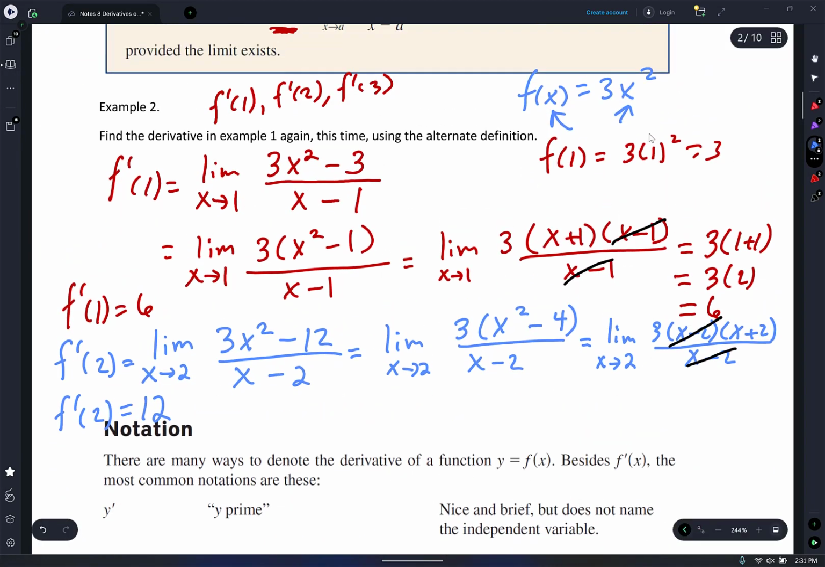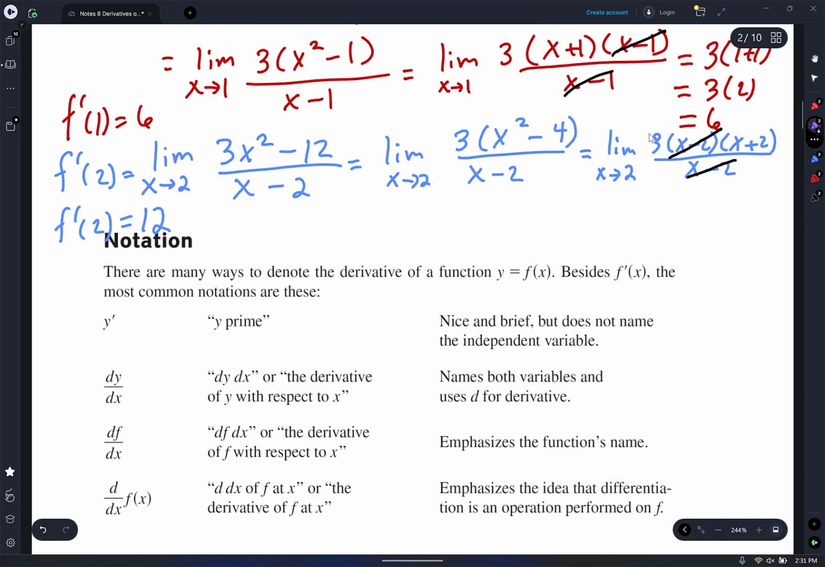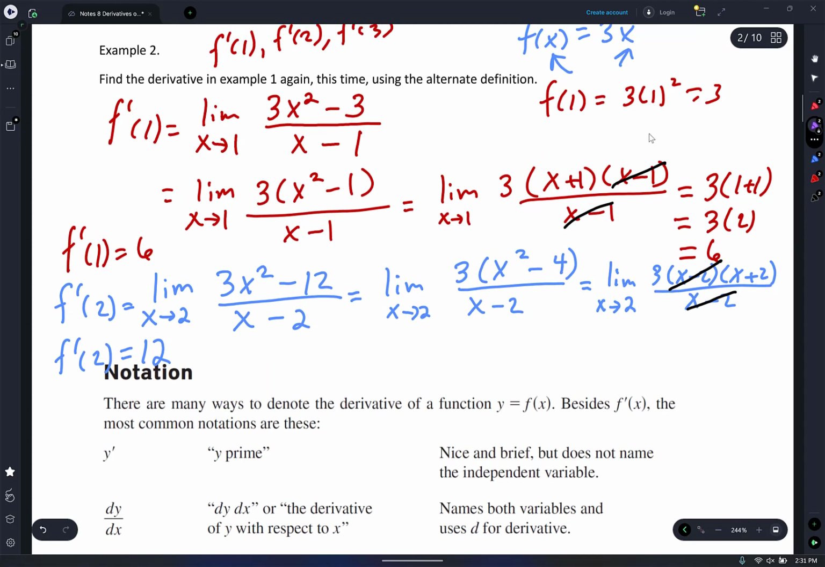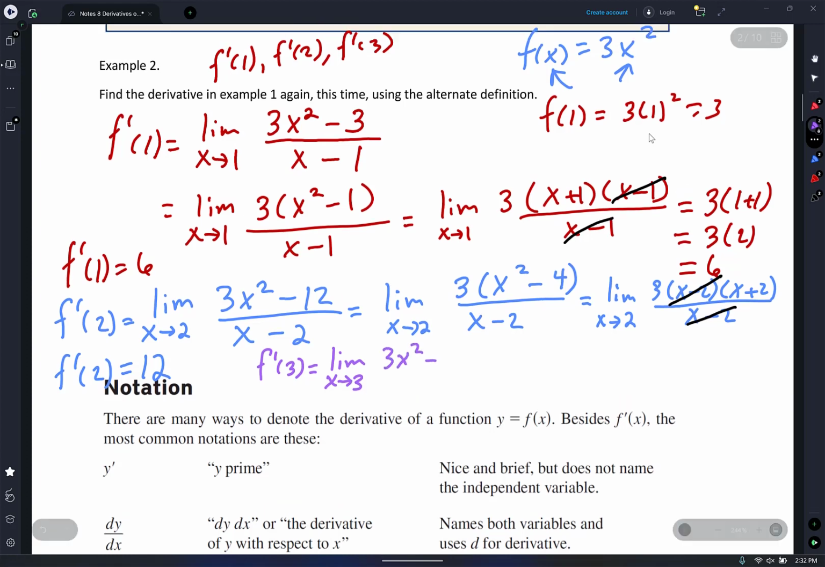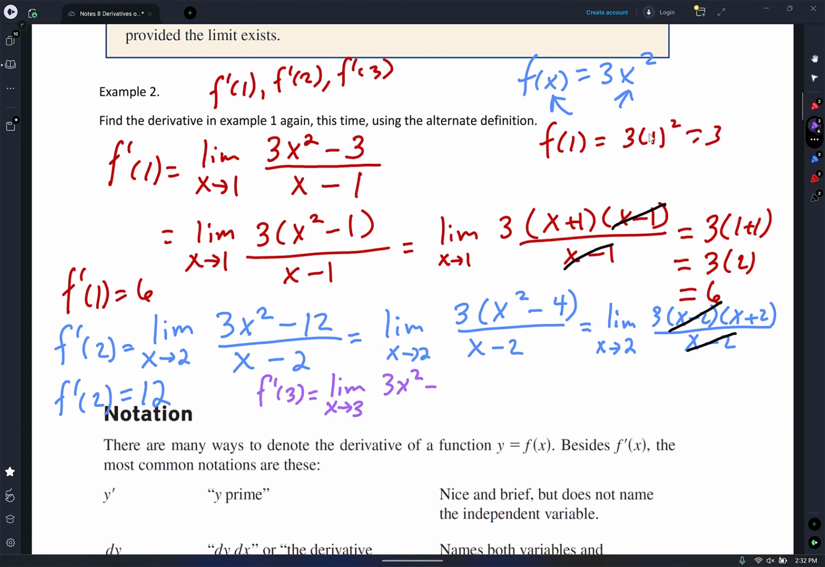I know that I have very little room, but I'm going to change my color. I'm going to use purple. I'm going to try to fit it all. Well, I got some space here, I guess, technically. So here we go. F prime of 3 is equal to limit as x approaches 3 of 3x squared minus, so let's see what this 3x squared is when I plug in a 3. What's 3 squared? 9. And 9 times 3? So 27 over x minus 3.